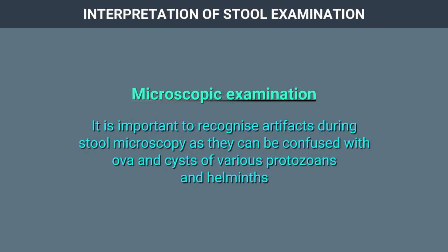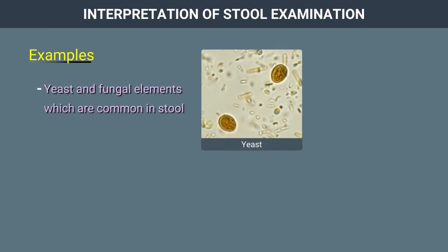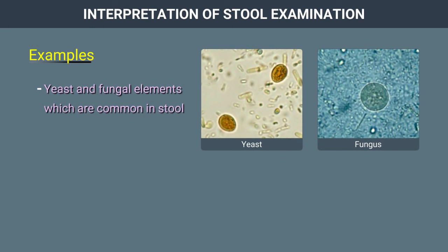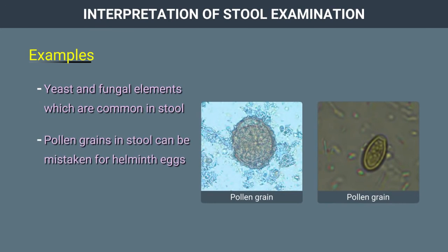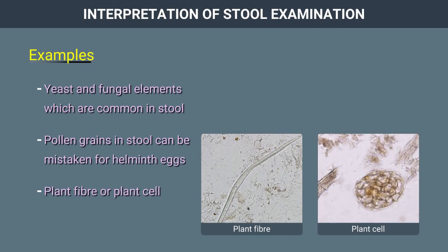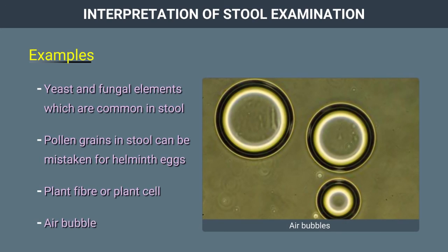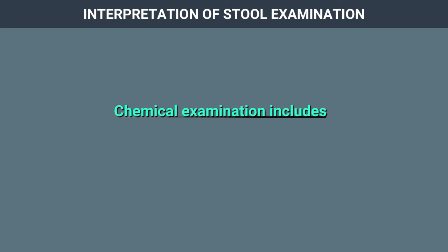It is important to recognize artifacts during stool microscopy as they can be confused with ova and cyst of various protozoa and helminths. For example, yeast and fungal elements which are common in stool. Pollen grains in stool can also be mistaken for helminth eggs. Plant fiber or plant cell, air bubbles, etc. Chemical examination of stool includes stool pH and reducing substances.